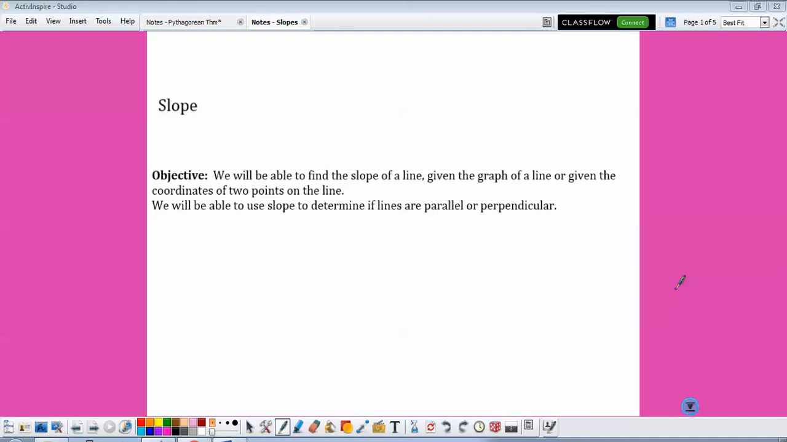Alright, today we're going to be talking about slope. Our objectives are that we will be able to find the slope of a line given the graph of a line or given the coordinates of 2 points on the line. We'll be able to use slope to determine if lines are parallel or perpendicular.